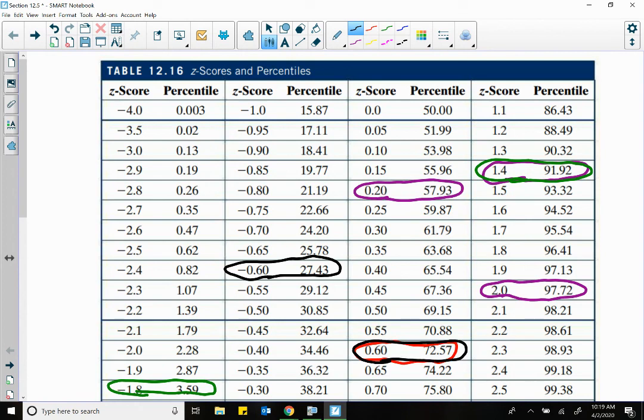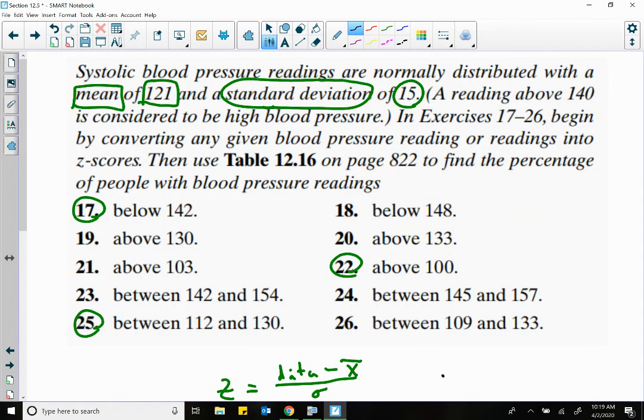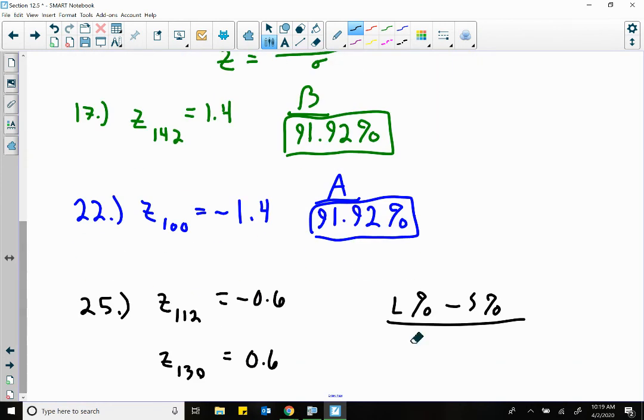So we're going to take 72.57 minus 27.43. And we now know that our final answer is 45.14%. And that's how 12.5 runs.